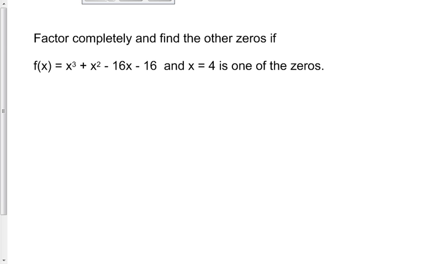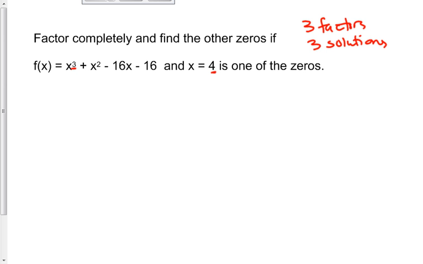Okay, we have one more question we're going to go through. We want to factor completely and then find the other zeros. If f of x equals x to the third plus x squared minus 16x minus 16, and now they're telling us that x equals 4 is one of the zeros. This is a 3rd degree equation, means I need 3 factors, and if I get 3 factors, then I'm going to get 3 solutions, 3 zeros. They're telling us one of them. One of the answers is 4. I have to look for the other two solutions.